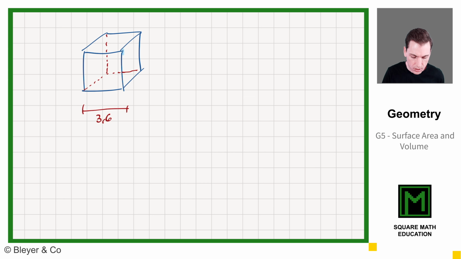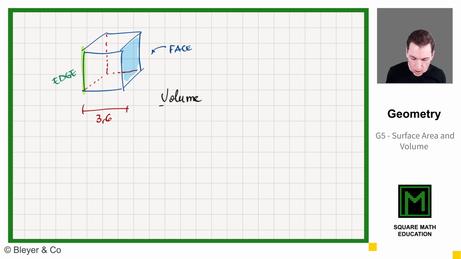As a quick revision, one side of a three-dimensional shape we call a face. So this is a face, and the length of the segment where two faces meet is called an edge. So the edge of this cube is 3.6 centimeters, and we need to calculate two things: volume and total surface area. Let's start with the volume.